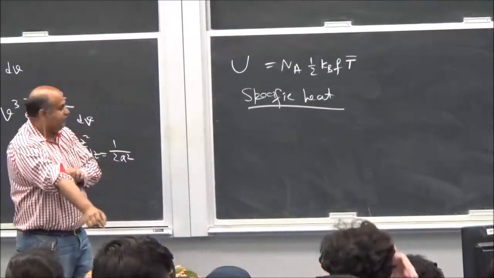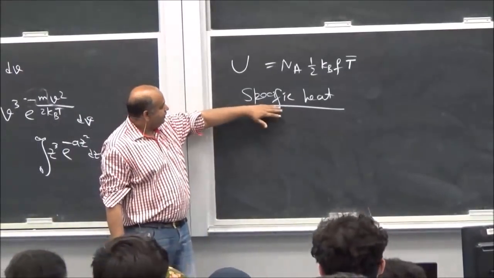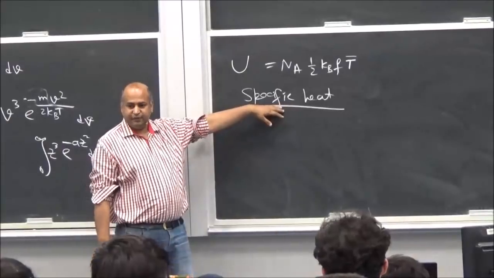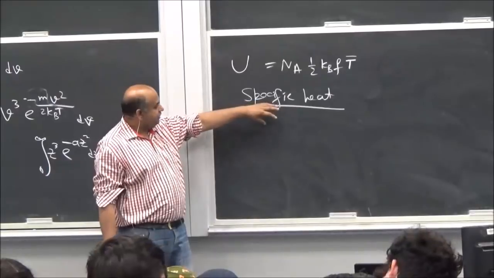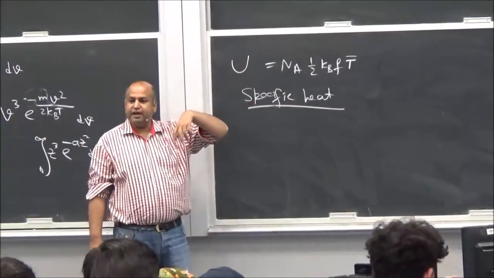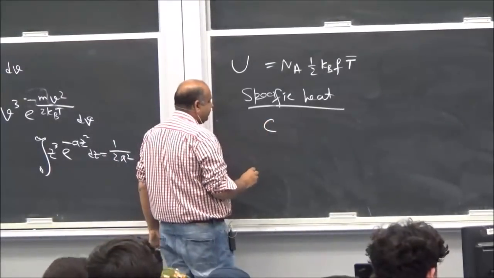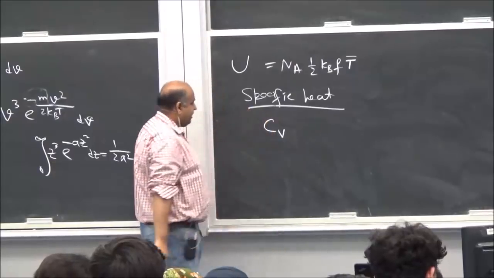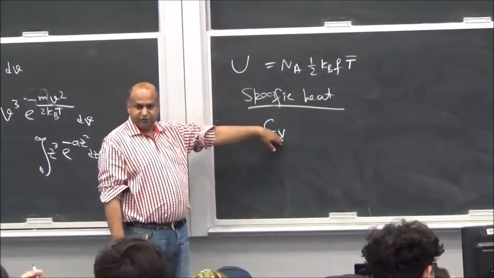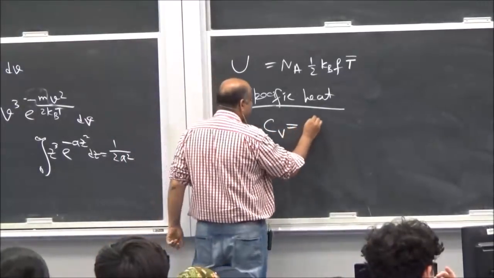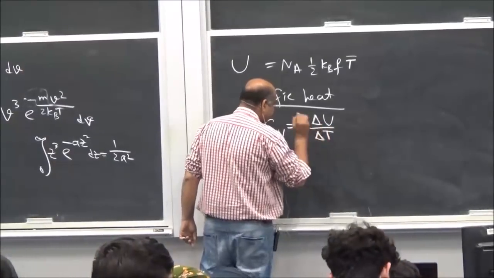Okay, so specific heat is the amount of energy that you inject or take out of a material so that its temperature changes by 1 Kelvin. And I'm only interested in this lecture in the heat capacity at constant volume. So I'm going to put a V at the subscript.